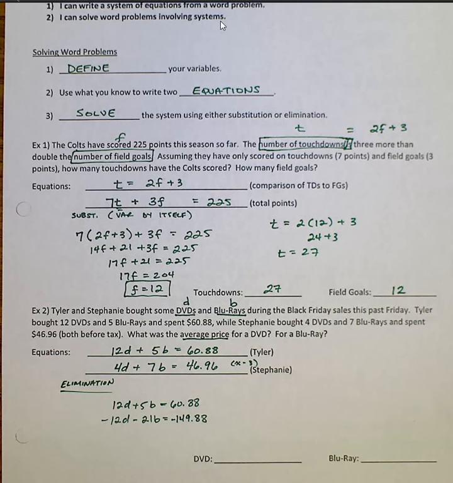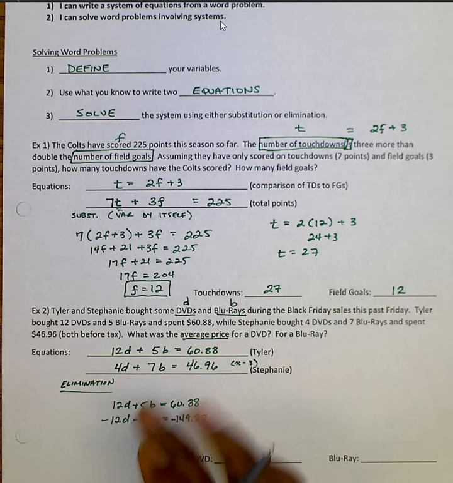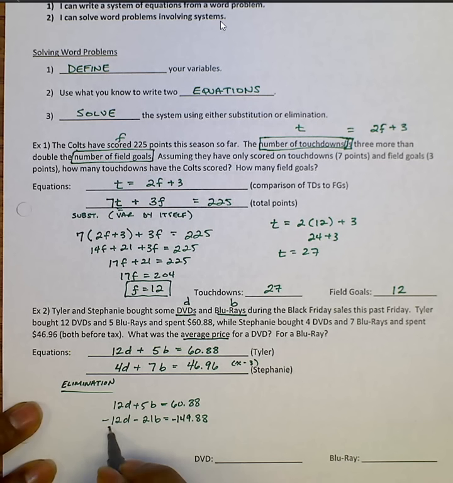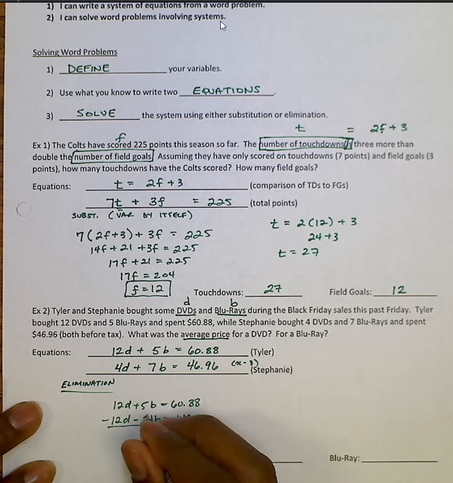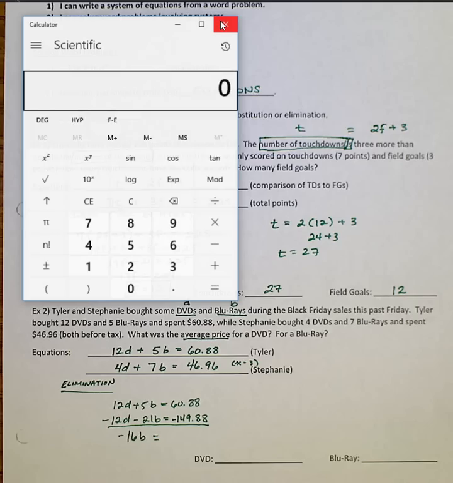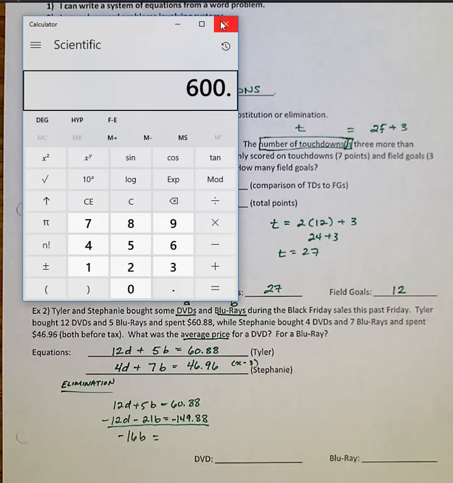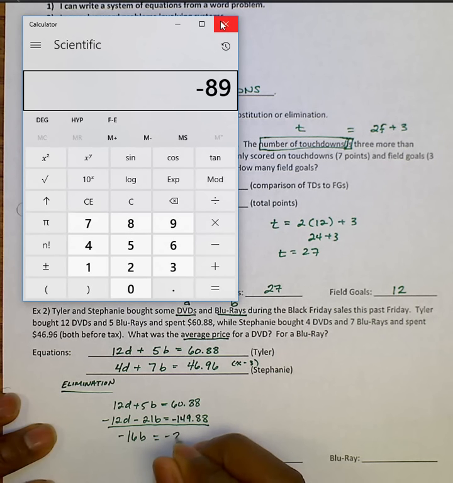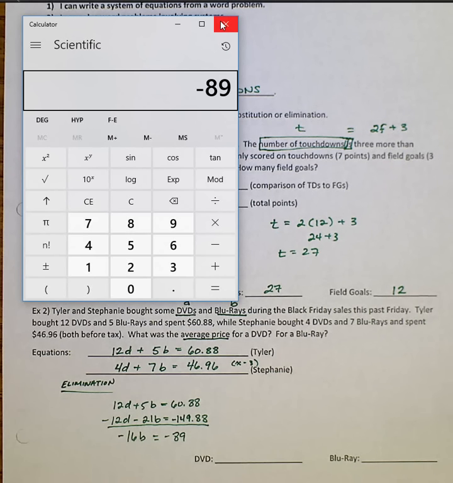All right, and so now, set up for elimination, I'm going to combine these here. So I get 12D minus 12D, 0, goes away. 5B minus 21B is -16B. And then I have to do this on the calculator as well. 60.88 minus 149.88, and that gives us -89. So I have negative 16B equals negative 89. I can find out what B is by dividing both sides by negative 16.